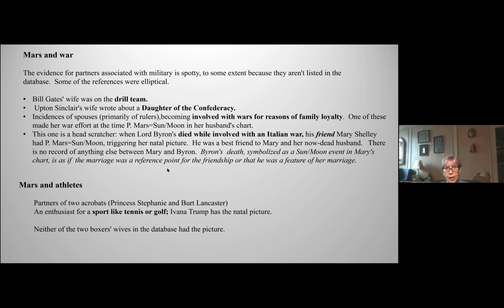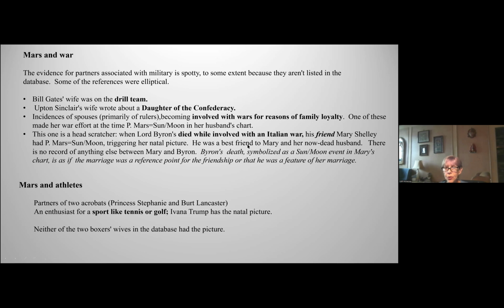Now, this is a real head scratcher. When Lord Byron died, he was involved in a foreign war, in an Italian war. It showed up in his friend's chart. Mary Shelley was a friend of his. She wrote Frankenstein. And in her chart, she had progressed Mars equals Sun Moon. She had the natal picture, and progressed Mars triggered off the natal picture. And it described her friend dying.